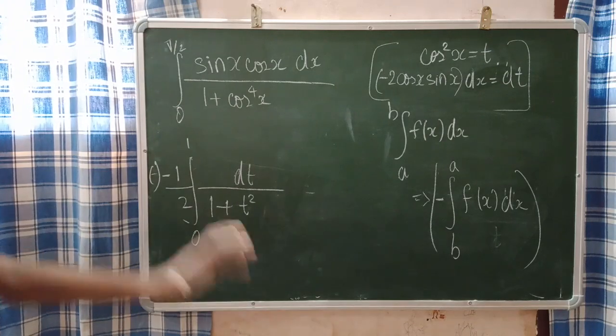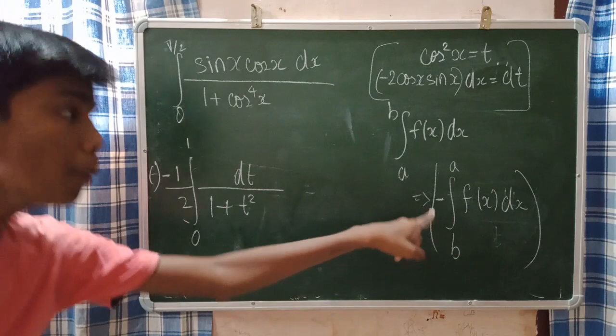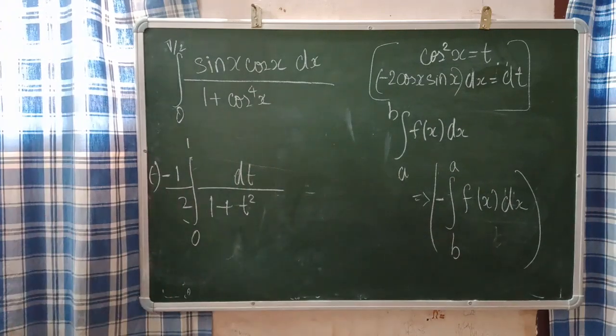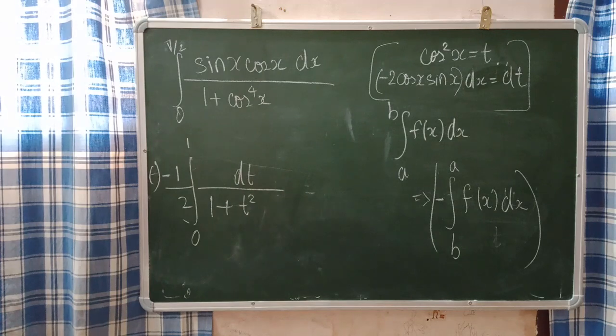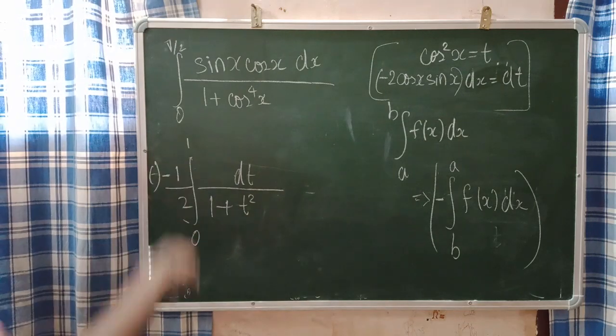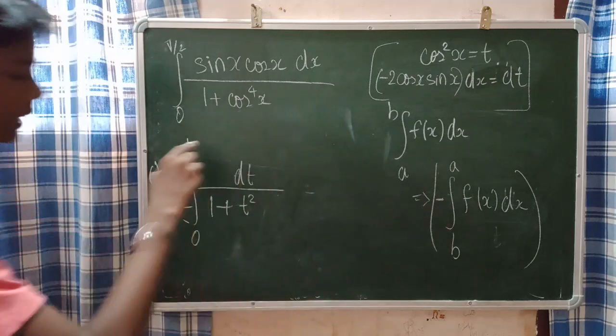Integral f of x dx from A to B can be written as integral f of x dx from B to A, but then you should put a minus. That is very important. That's what I did now: I put a negative sign. When I put the negative sign, I can change the limits from 1 to 0 into 0 to 1. I can reverse the limits, like B to A. That's what I did now.